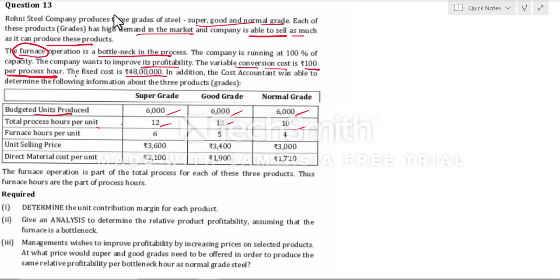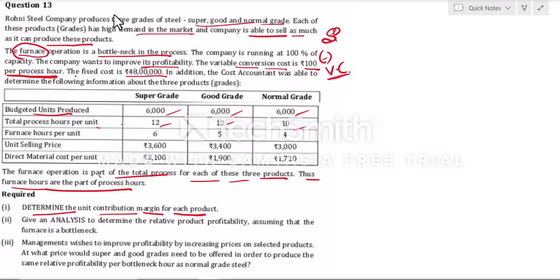And furnace hours per unit 6, 5, 4. Unit selling price 3600, 3400 and 3000. Direct material cost 2100, 1900 and 1720. The furnace operation is a part of the total process of each of these 3 products. Thus, furnace hours are part of process hours. Determine the unit contribution margin for each product. So they just asked about the contribution for each product. How to calculate the contribution? Selling price minus variable cost.